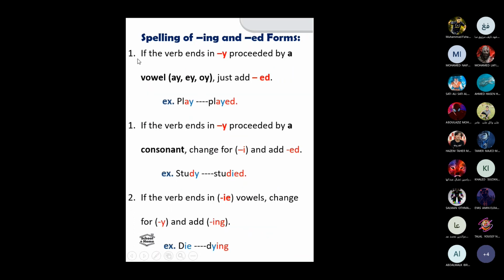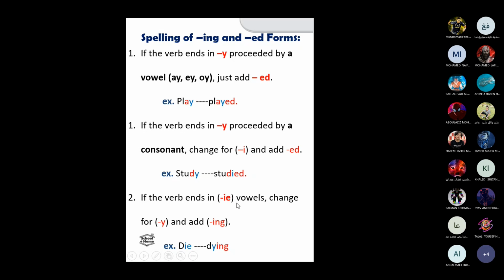Rule number five, if the verb ends in y preceded by a vowel, such as ay, ey, oy, just add ed, so it will be play, played. So the y is preceded by a, ay, in that case, add ed. Rule number six, if the verb ends in y preceded by a consonant, change it for i and add ed. Study has y at the end, the y preceded by d, a consonant. In this case, drop the y and add i instead, then ed, studied.